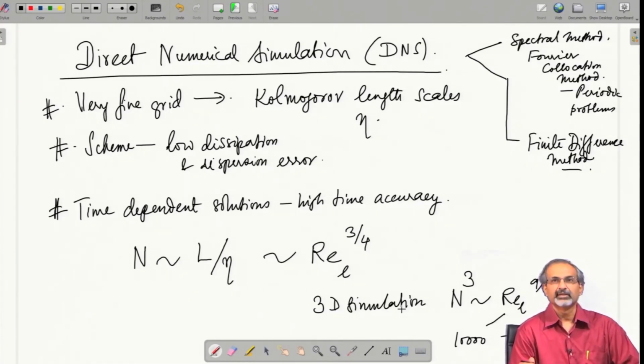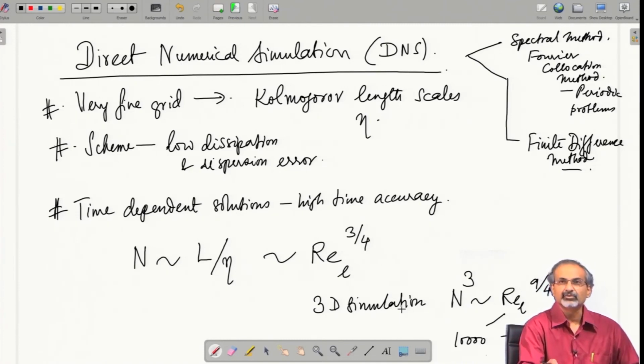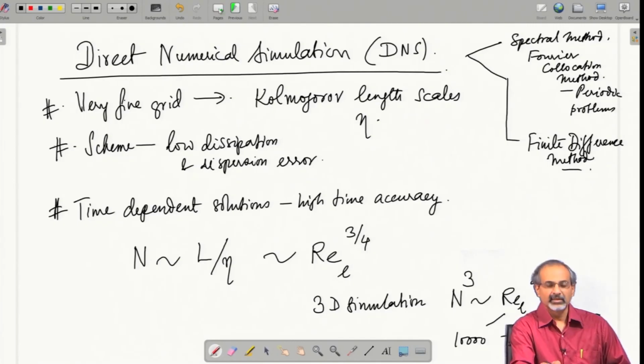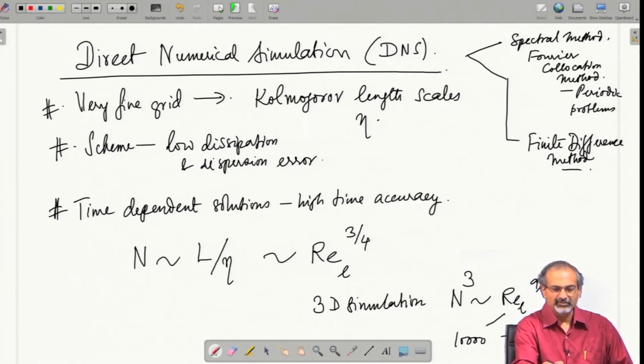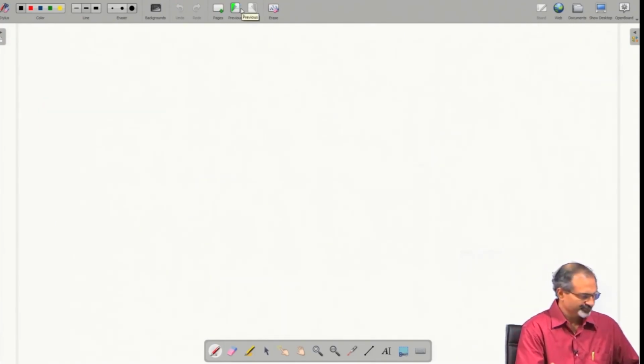In fact, it can be very rarely used for industrially relevant problems at all in the current scenario. For industrial problems, RANS is the best choice, and then if we need more details of the flow, it is absolutely essential, then LES is the next choice.